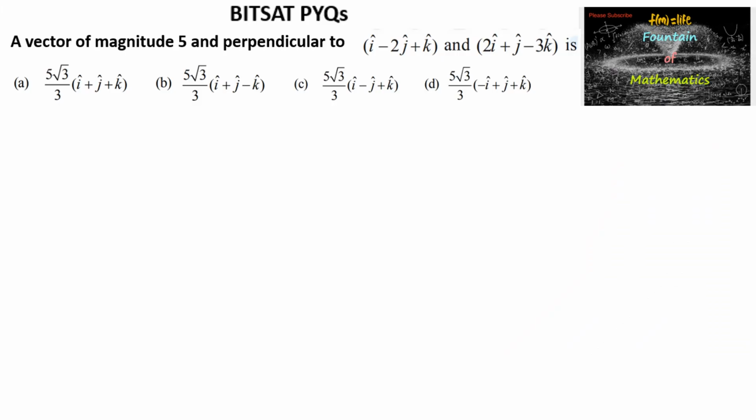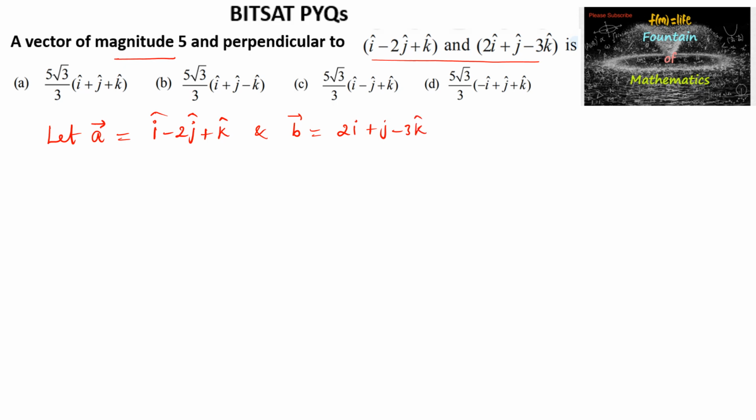We need to find a vector of magnitude 5 and perpendicular to the two vectors i minus 2j plus k and 2i plus j minus 3k. So let us consider vector A is equal to i minus 2j plus k and vector B is equal to 2i plus j minus 3k. And we need a vector which is perpendicular to both and having magnitude 5.